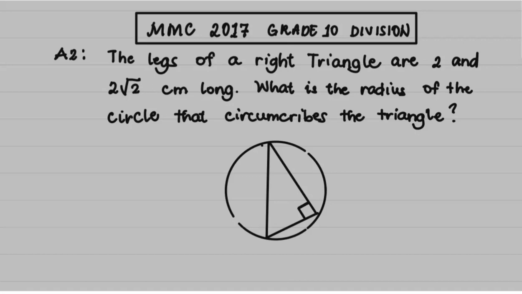The word circumscribe means that the polygon's vertices should be on the circumference of the circle. So as we can see, we have the polygon, which is the triangle here. Those are the vertices of our triangle. It says that we have the measure 2, and the other one is 2 square root of 2.